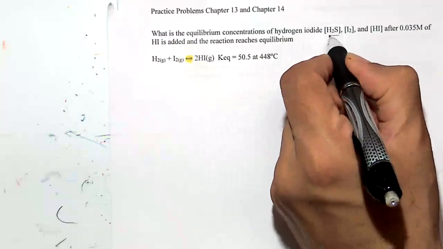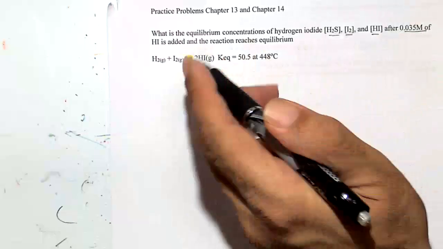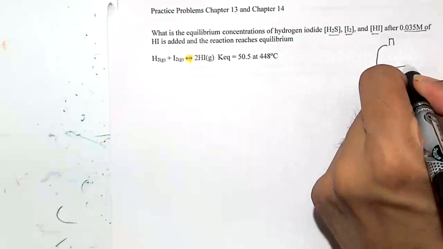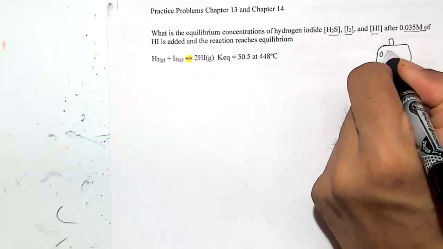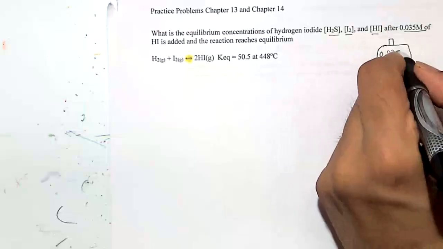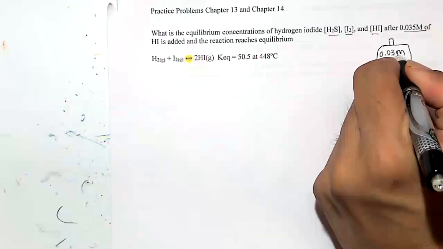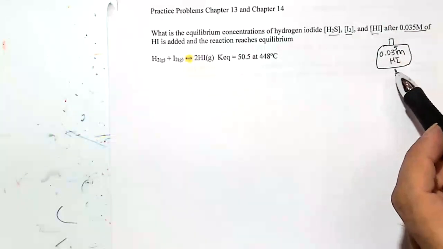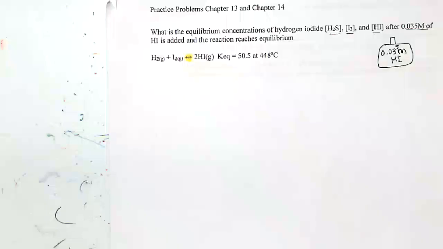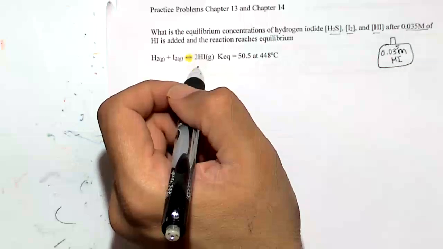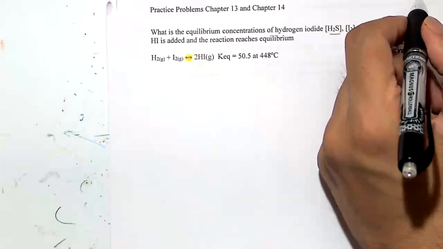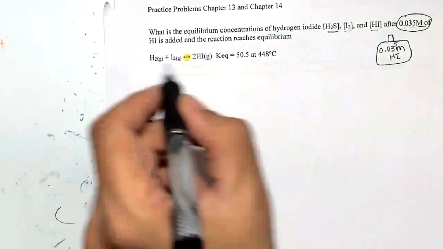Basically you have the equilibrium concentrations of H2, I2, and HI after 0.035 molar of HI is added. So this is what this means. Let's say you have a bottle of this chemical, 0.035 molar HI. That bottle does not contain only 0.035 molar of HI. What else does it contain? It's going to contain some H2 and I2. So initially you have 0.035, but at equilibrium you're going to have a different value.